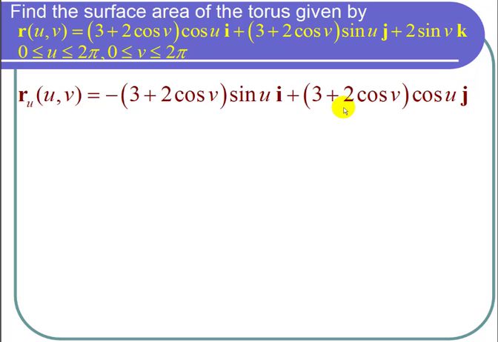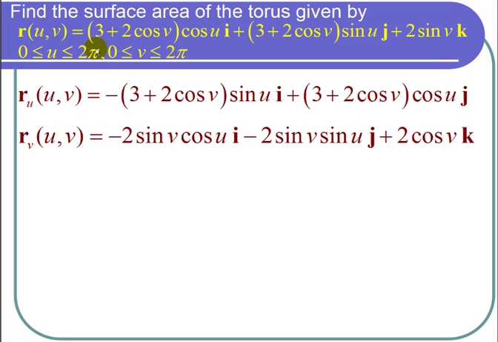So now let's find the partial derivative of r with respect to v. So for r_v, we take the partial derivative. The derivative of 3 plus 2 cosine of v is negative 2 sine of v, and then times cosine of u, i. Then we have, again, negative 2 sine of v times sine of u, j. And the derivative of 2 sine of v is 2 cosine of v. Then we have times k. So we now have r sub u and r sub v.